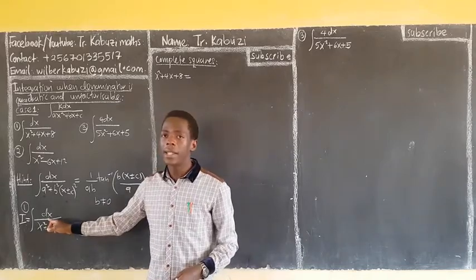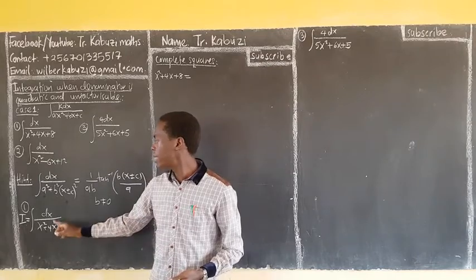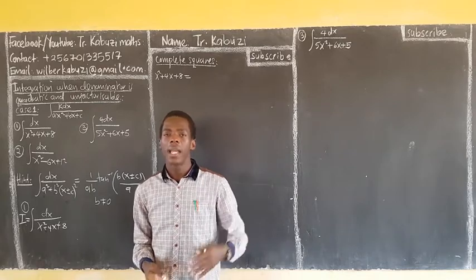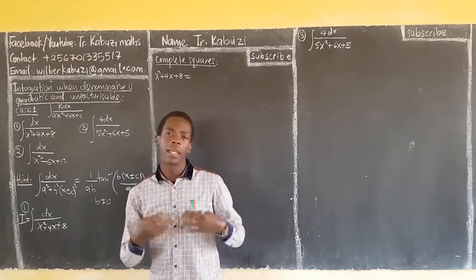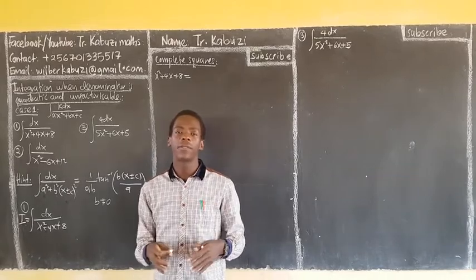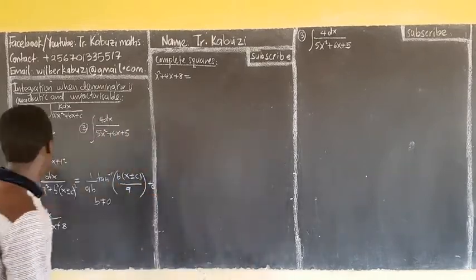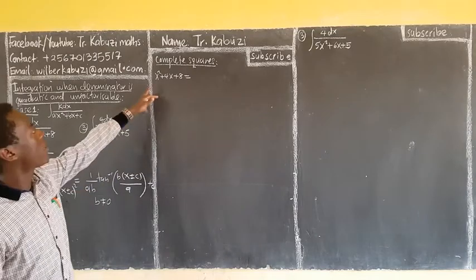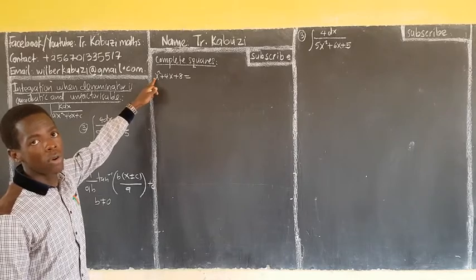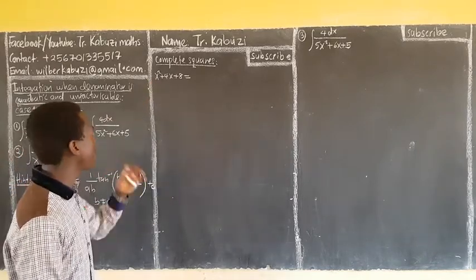So if I have this integral, we first complete squares to express the quadratic in this form. How do you complete squares? I think we have seen those videos, but here I'm going to do it again. You complete squares when the coefficient of the highest power of x is 1. So in my integral 1, the coefficient of x squared is 1, so I can go on to complete squares. If it's not 1, factorize it out.